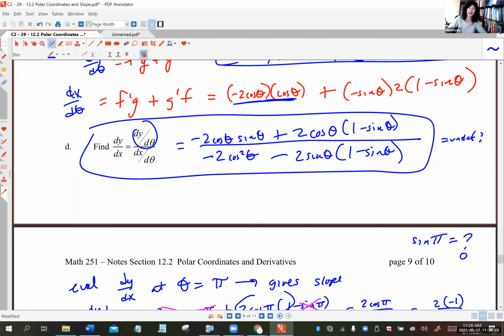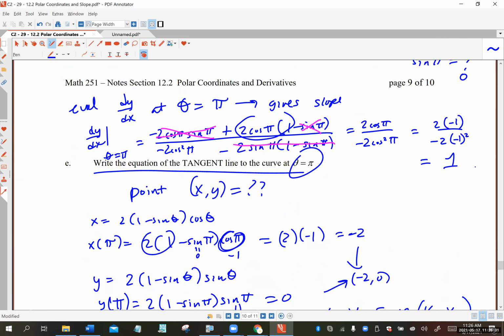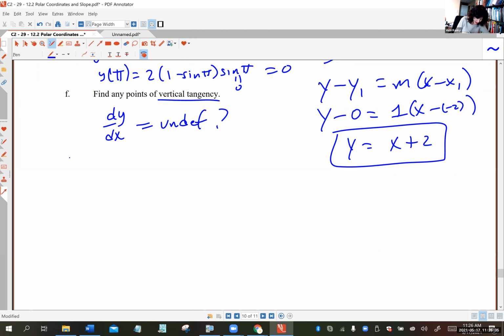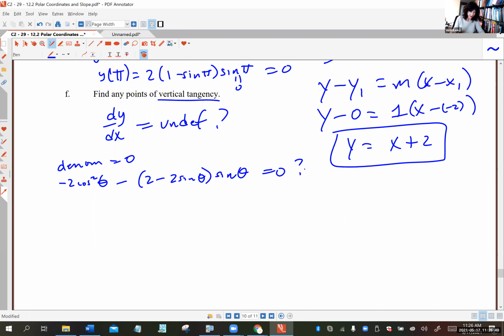When does a fraction equal undefined? You did this in Calc 1. Anybody remember? Denominator equals 0. Very good. Your denominator is 0. So this grand finale is I'm going to set the denominator equal to 0. So when is negative 2 cos squared theta minus, and I'm going to distribute that too, 2 minus 2 sine theta equals 0. When does that happen?